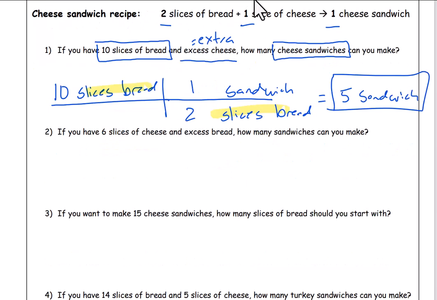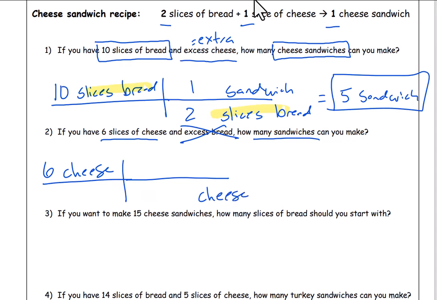So let's try this next one. We have 6 slices of cheese, excess bread, so we don't care about our bread, and we want to know how many sandwiches we can make. So 6 cheese, we're converting cheese to sandwich, and from our recipe, we know that we need 1 cheese for every 1 sandwich. So if we have 6 slices of cheese, we should be able to make 6 sandwiches.